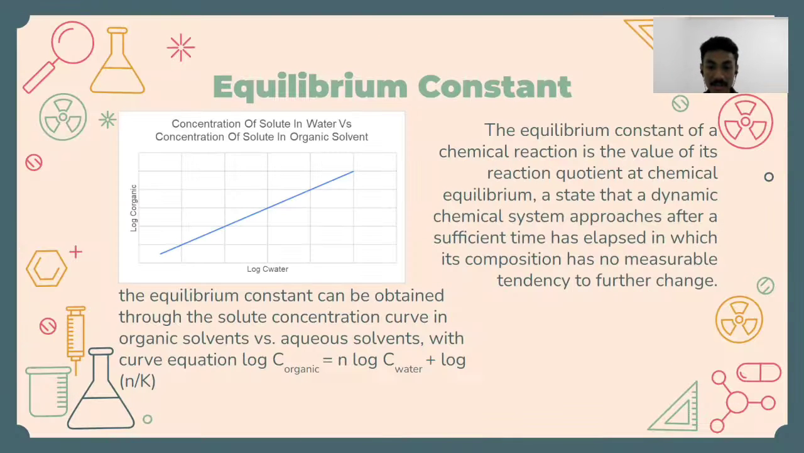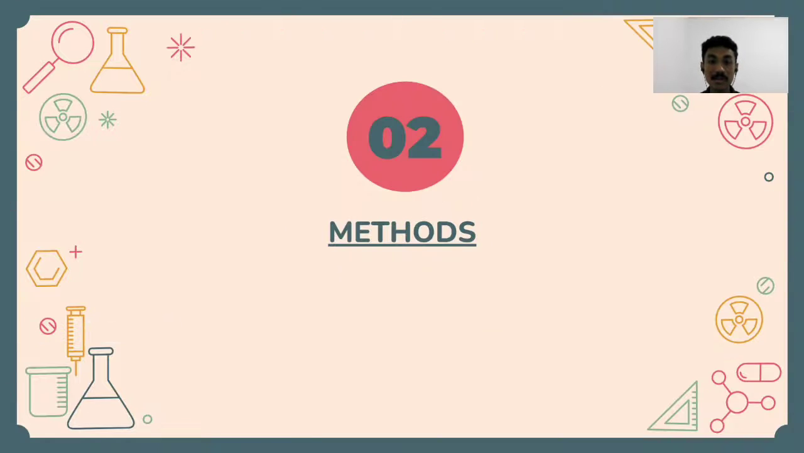Lastly, there is the equilibrium constant, or the value of the chemical reaction quotient at chemical equilibrium, a state that a dynamic chemical system approaches after a sufficient time has elapsed, in which its composition has no measurable tendency to further change. The equilibrium constant itself can be obtained through the solid concentration curve in an organic solvent versus an aqueous solvent, with the curve equation log concentration of solid in organic equals n log concentration of solid in water plus log n divided by k.